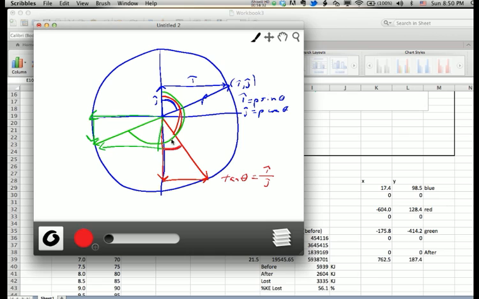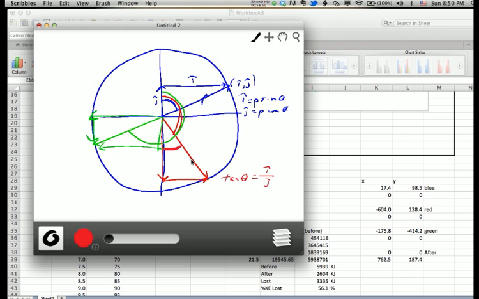But you'll notice, if I'm down here in this quadrant, I'm going to have a positive i hat. I'm going to have a negative j hat. So i hat over a negative j hat is going to give me this angle, and it's going to give me a negative angle. This angle is going to be negative.